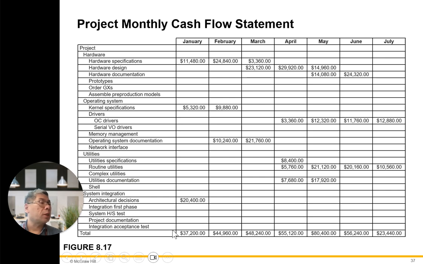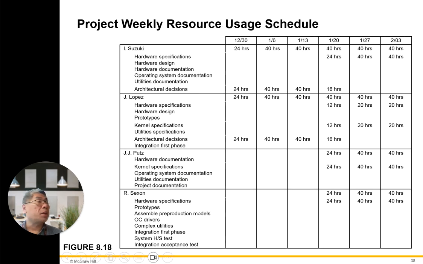In January, you got 37,200, while in July you got 23,440. Then this gives you an idea here. This is the project weekly resource use schedule. It's from Suzuki, for example. This is how much they spend. Lopez, how much he spent. Potts, how much he spent. Saxon, how much he spent. So it gives you an idea of each project.